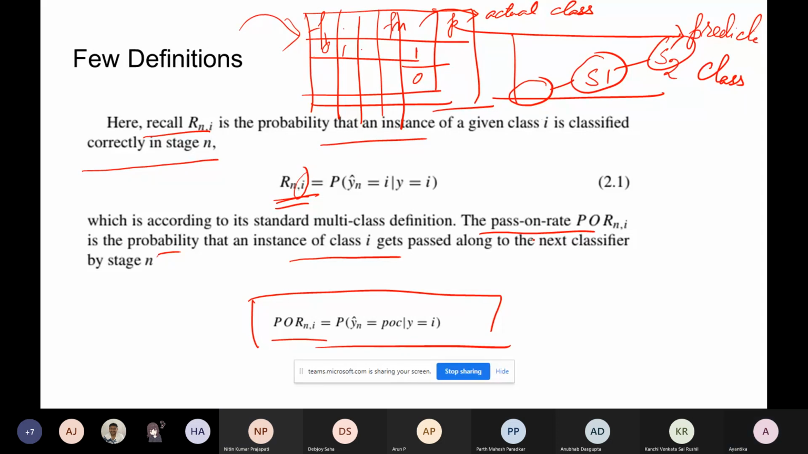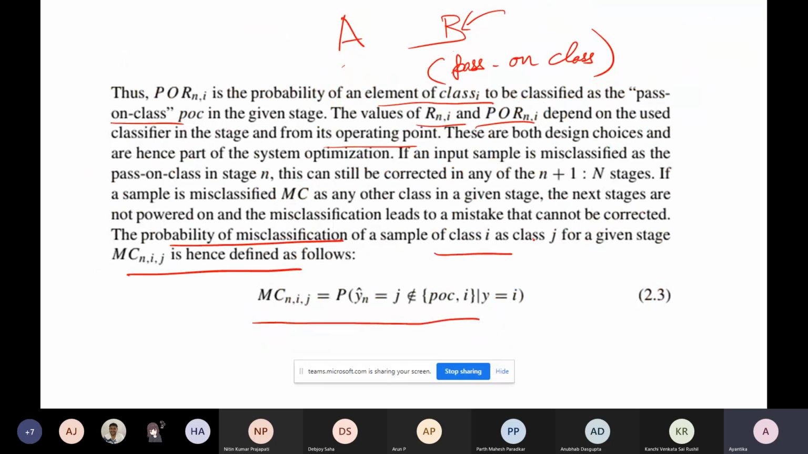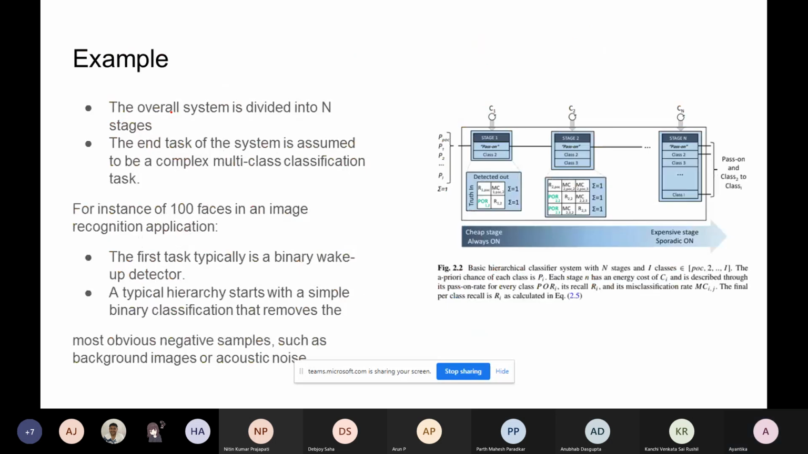Is it clear? Yes, ma'am. So that is the concept of pass on rate. To understand it, you have to keep in mind the pass on class itself. If that is so, from there you can get the idea of misclassification, whether it is getting classified correctly or not. Anything else? No, ma'am. Okay. Anyone else? If you want to ask any question, okay.